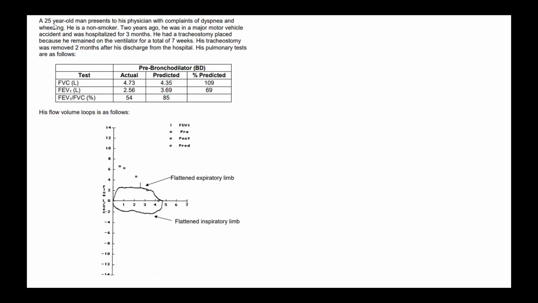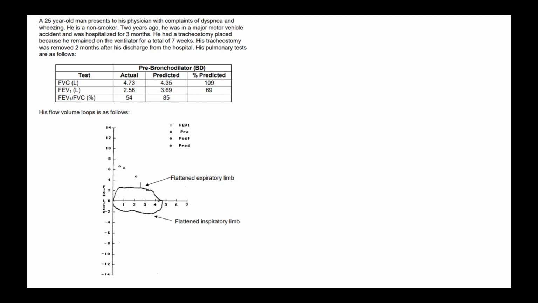And here is another scenario. A 25-year-old man presents to the physician with complaints of dyspnea and wheezing, a non-smoker. Two years ago, he had a major motor vehicle accident and was hospitalized for 3 months. He had a tracheostomy placed because he remained on the ventilator for 7 weeks. The tracheostomy was removed 2 months after his discharge from the hospital. His pulmonary function testing is like this. The FVC is normal, FEV1 is slightly reduced, and the FEV1 to FVC ratio is also slightly reduced. Actual is 54, predicted is 85. But this flow volume loop is very characteristic: a flattened expiratory limb and a flattened inspiratory limb.